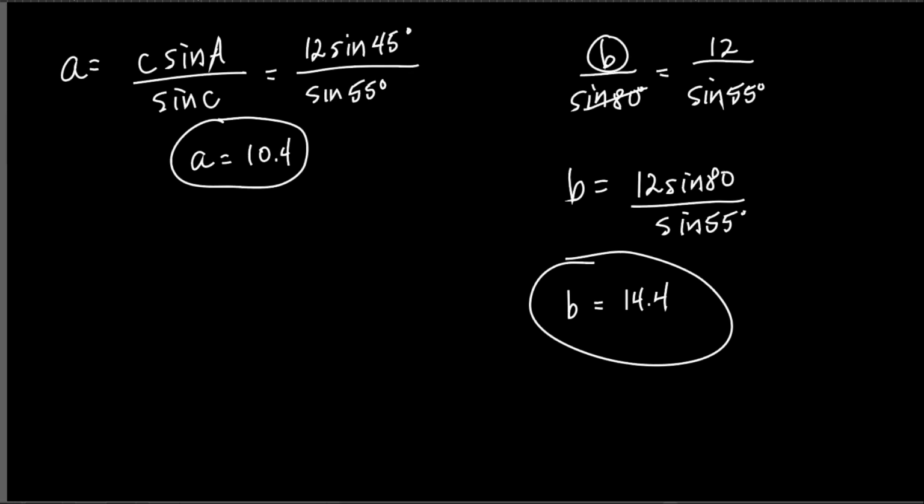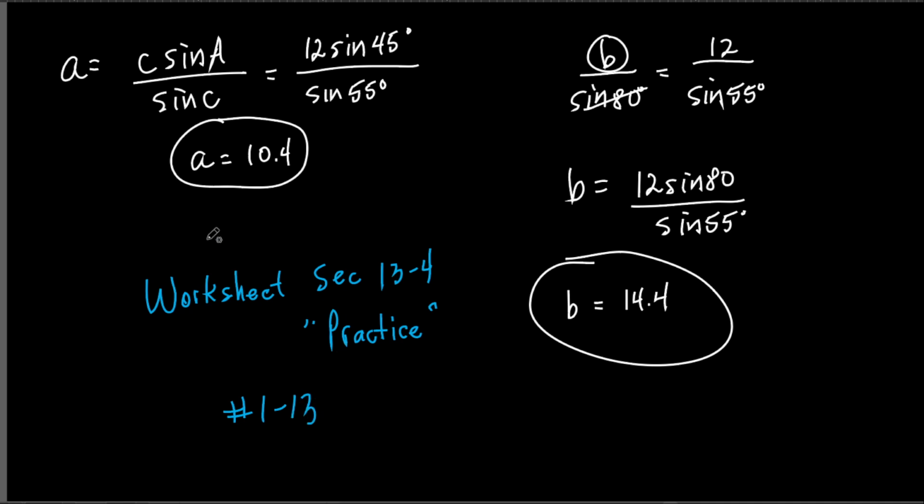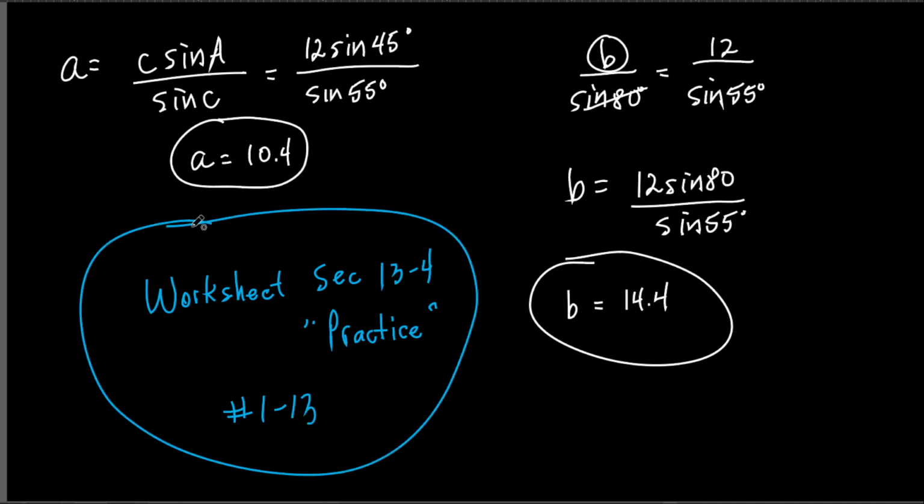I know that was a lot, but you can always go back and watch a little bit of it if you didn't understand it. So, our homework. I'm going to give you a worksheet right before you leave, and it's section 13.4, and it says practice at the top. Some of these say skills practice or something, and some just say practice. This one says practice. Now, you're only doing 1 to 13. I know you probably want to do them all, but you're not going to, all right? You're just going to do 1 to 13, all right?